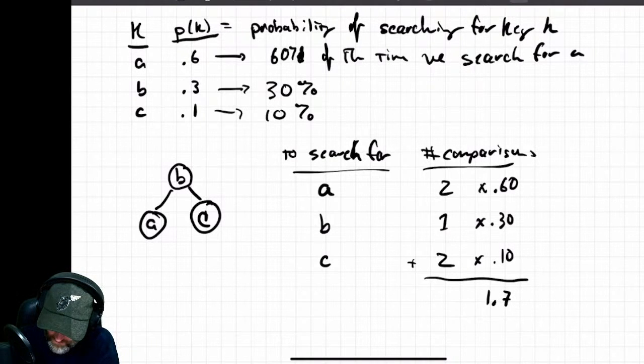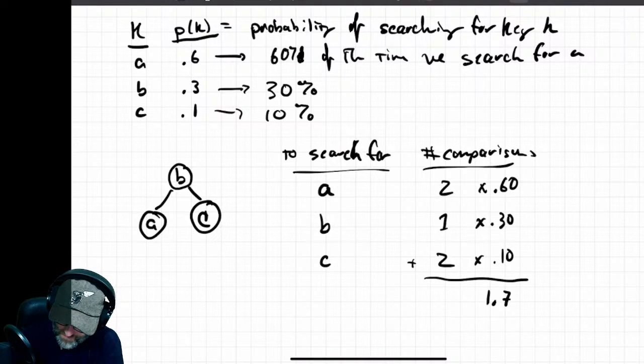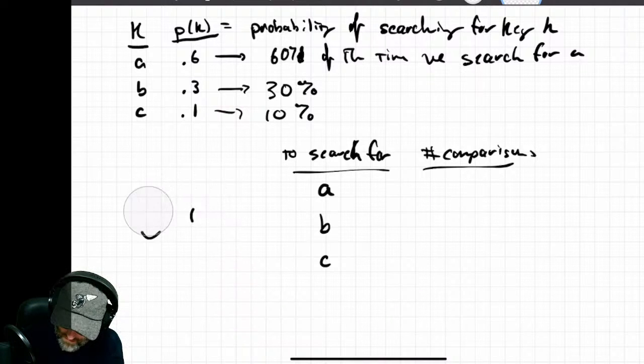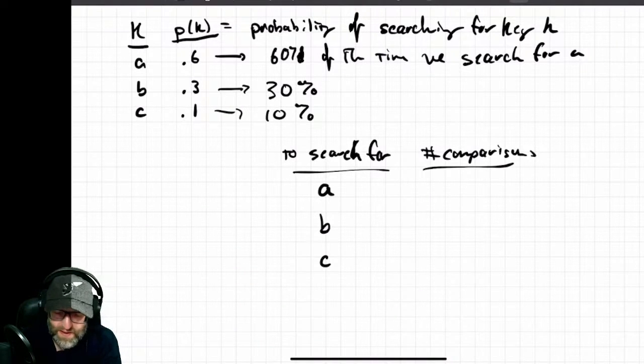All right, well, that looks okay, right? It's definitely less than 2, but can we do better? Let's go ahead and look at another configuration here. What if I skewed it?